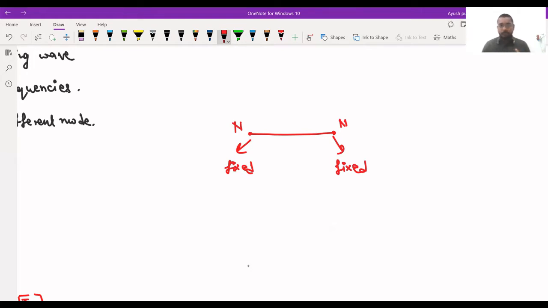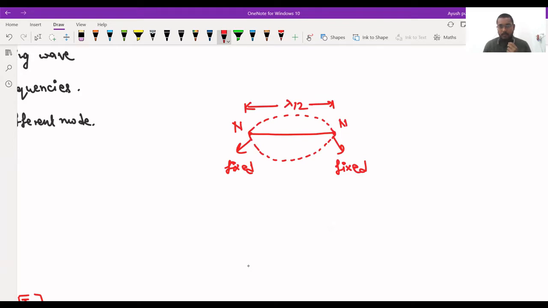Now, if this is a node, this is a node, and we have to make a standing wave that is vibrating with the minimum possible frequency, then the wave will be formed like this. We understand that the distance between two consecutive nodes is lambda by 2.